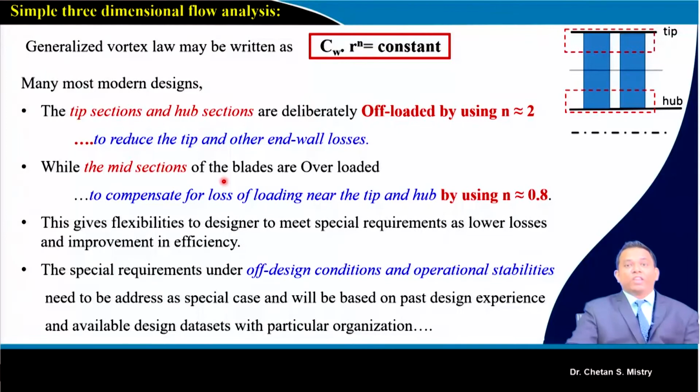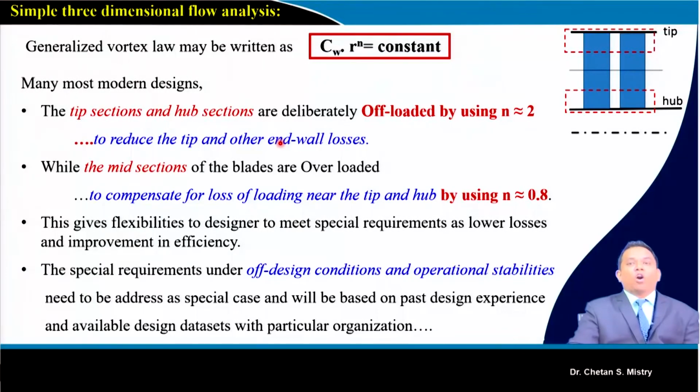So in week 3 we were discussing these aspects, so you know better now, and if not, maybe you can revise that part again to get a detailed understanding of what we are talking about, say end wall losses. Now at the mid station, since at the hub and tip we are mildly loading, that is the offloaded configuration, we need to load slightly higher at the mid station, and under that configuration you need to select the exponent as 0.8.